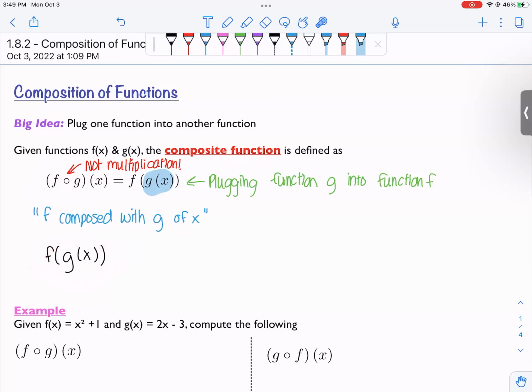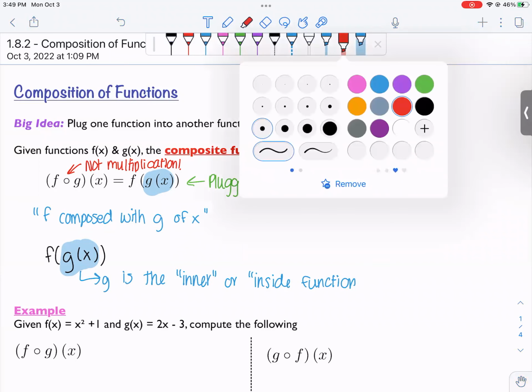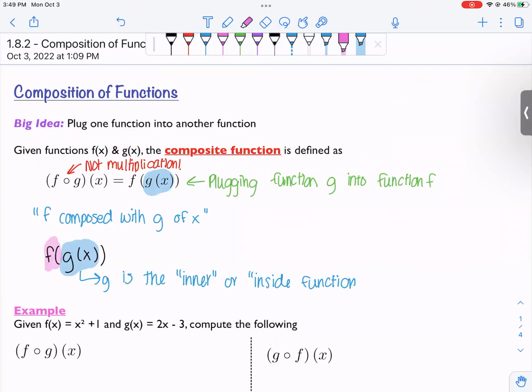This makes a lot more sense because this is telling us, hey, you have an inside function that we're plugging into another function. So g is the inner or inside function. And we call f the outside function or the outer function.